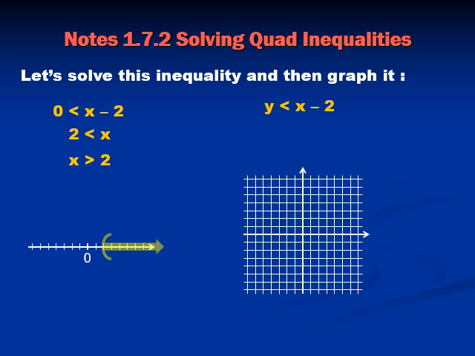We can also look at a similar situation here. Notice it's very similar to the first one. 0 is less than x minus 2. Here we have y is less than x minus 2. If we include the y instead of the 0, then we're dealing with 2 dimensions. So we're graphing a line, and we can see we have the line here. And you can see how these two are related.